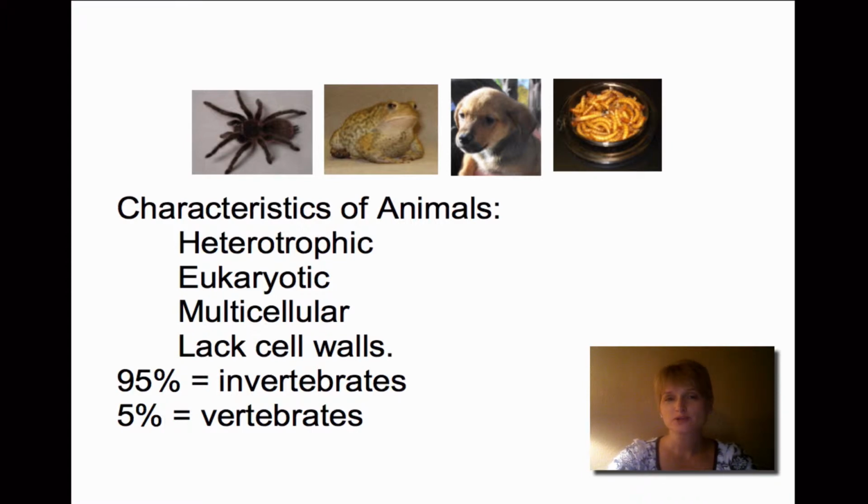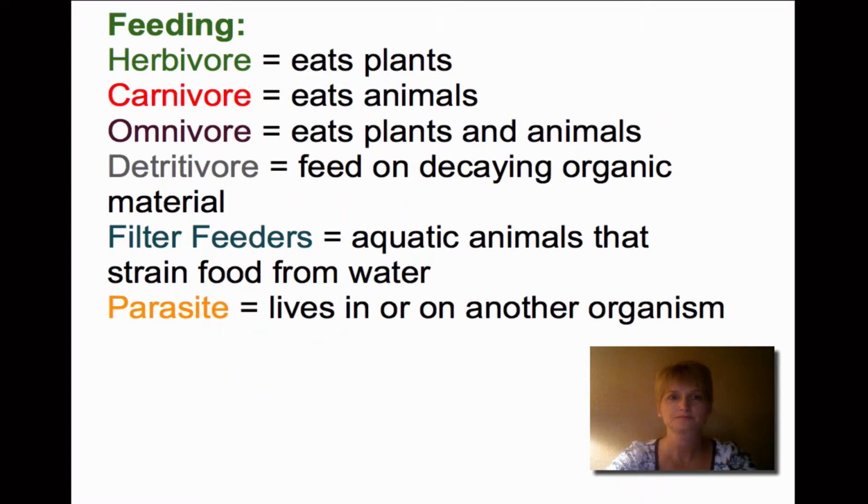Now, 95% of the animals on Earth are invertebrates. That means they don't have a backbone, and only 5% are vertebrates. And we tend to think about the vertebrates first. So if I say picture an animal in your mind, you're probably going to picture an animal with a backbone. But there are a lot of different animals. And so in these presentations, I'm going to be telling you about lots of different animal phyla, or lots of different groups of animals. But first, let's talk about how animals feed.